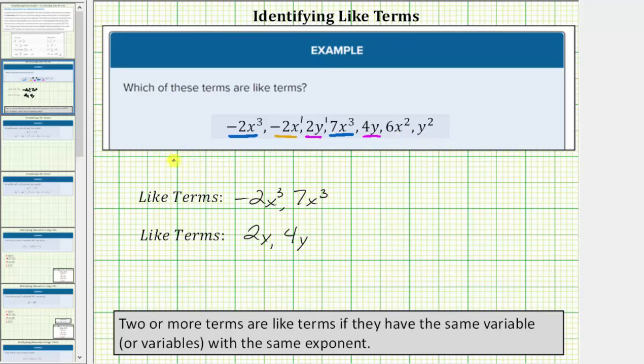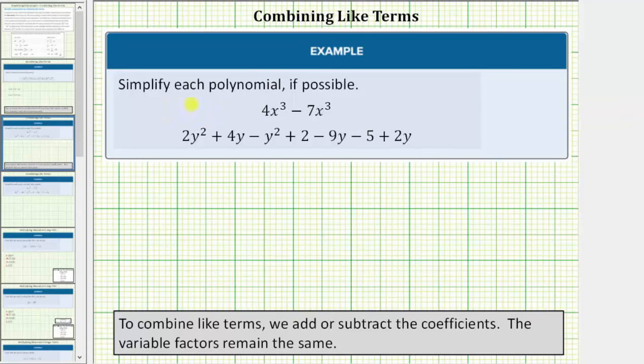And now for the second example, we're asked to simplify each polynomial if possible. We can simplify a polynomial by combining like terms. To combine like terms, we add or subtract the coefficients and the variable factors remain the same.